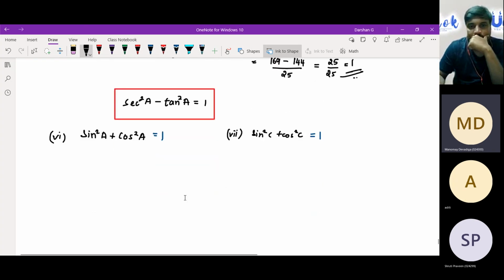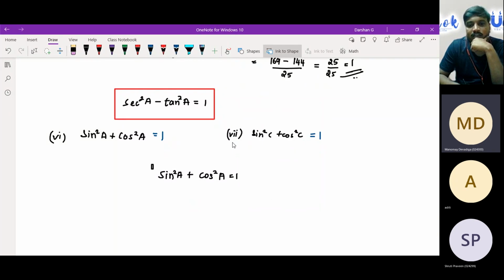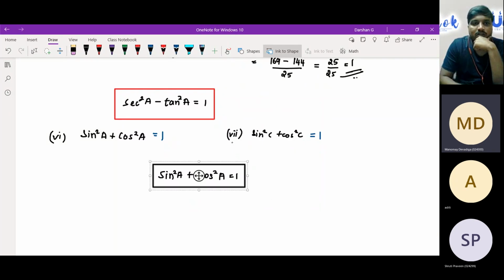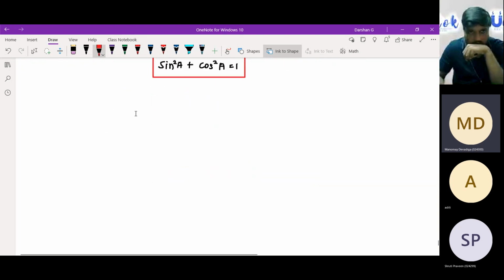It is also 1. So that gives the second identity that you're learning for the day: sine square A plus cos square A will be equal to 1. Basically you have to use the Pythagoras theorem. Just do that, you'll get 1. Very simple. So let's move on to the next question.